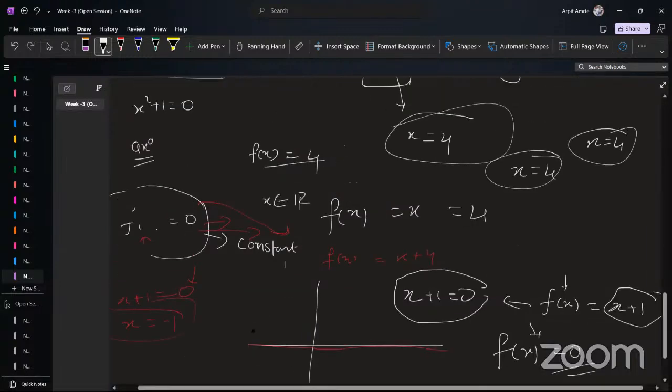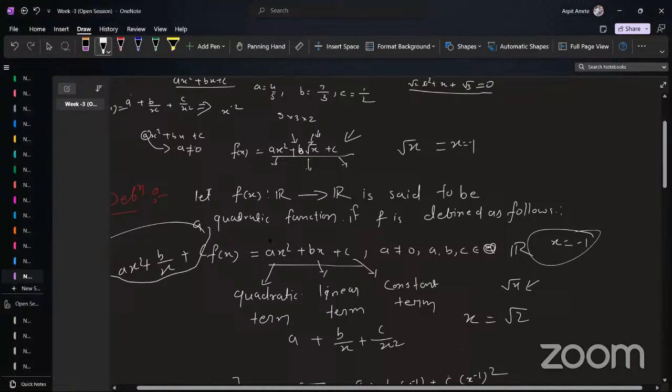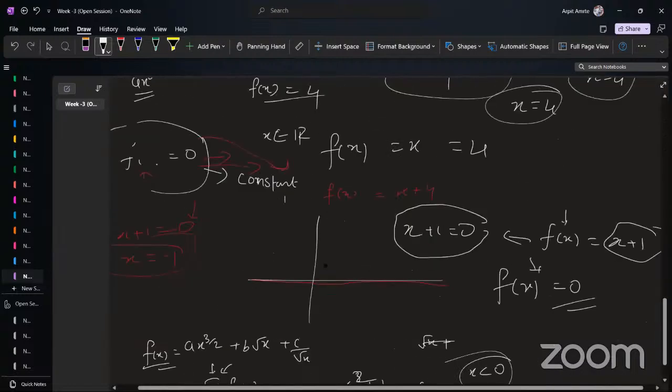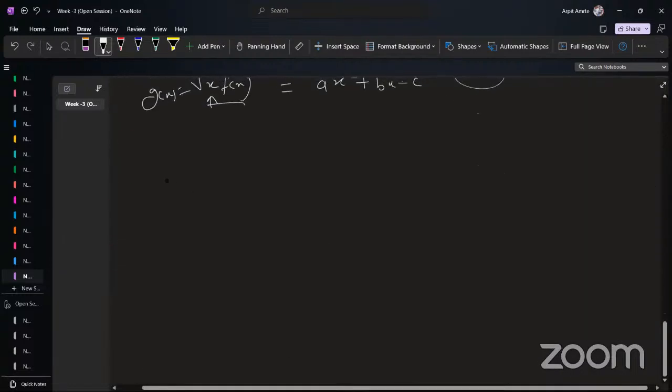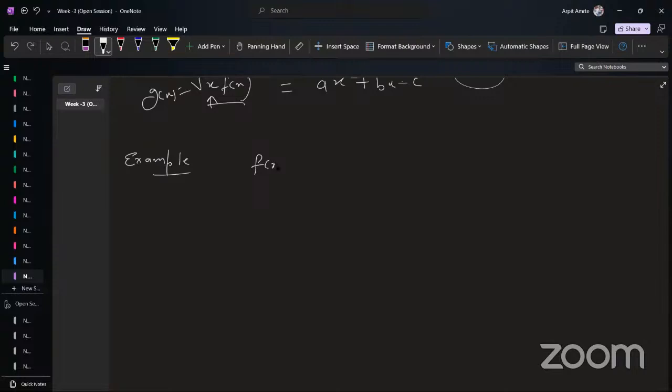This is what I have defined here in the definition. Got my point? Let's move further. Here we have some examples. One of the examples that we have: f(x) is equal to x square plus 2x plus 1. So let's discuss how the graph will look for this kind of equation.